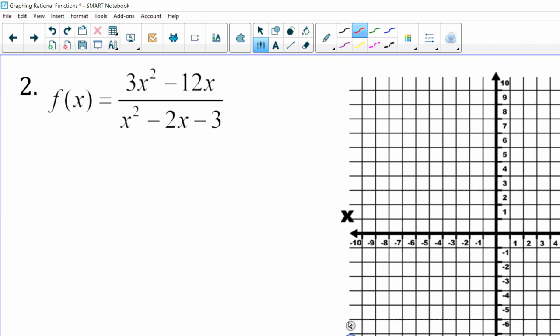What I will always encourage you to do is to factor. Okay? So if we factor that numerator, what have we got? What do you see in that numerator? You see a GCF first, which is what? 3x. 3x times what? X minus 4. The bottom.